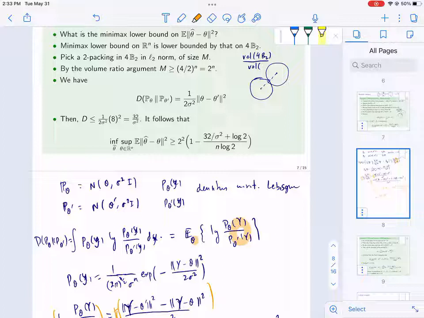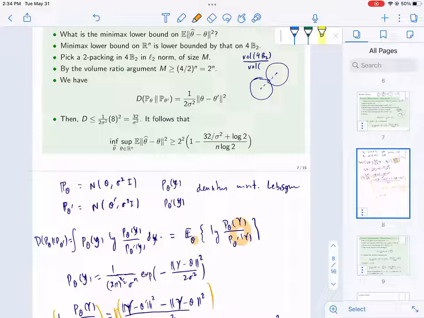So this gives you a lower bound. So if n is large, you can ignore this, let's say. So this gives you 1 over n here. And then 32 over sigma squared and log n. So this is going to go to 0 as n goes to infinity. So for sufficiently large n, this is going to be bounded by a constant, so you get a constant lower bound.